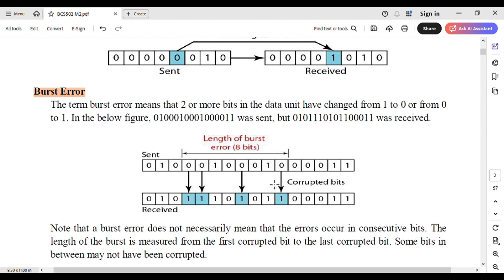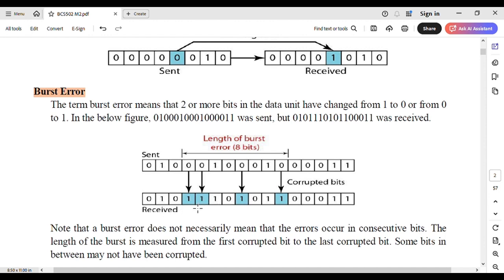So this is the block of data we have sent from a sender. The length of the burst we will consider as 8 bits. During transmission these bits will be corrupted. This 0 has been changed to 1, and this 0 has been changed to 1, again this 0 has been changed to 1, and this 0 has been changed to 1. Within these two or more bits have been changed in the data we have received.